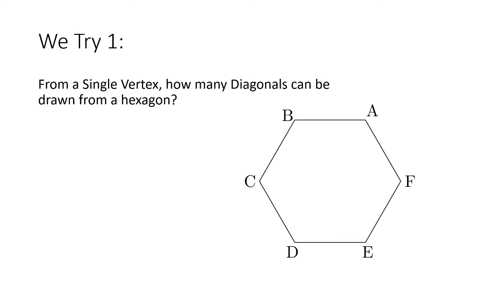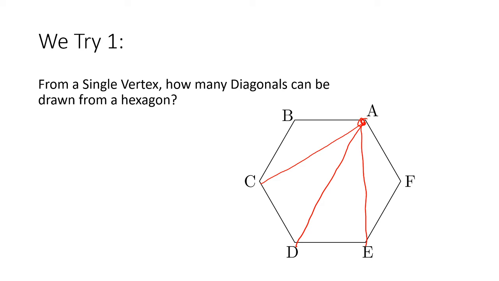So from a single vertex, how many diagonals can be drawn from a hexagon? So I'm going to do it through A again. AB is already a line segment, it's already an edge, so that can't be a diagonal. So I'll draw from A to C, draw from A to D, and I'll draw from A to E.